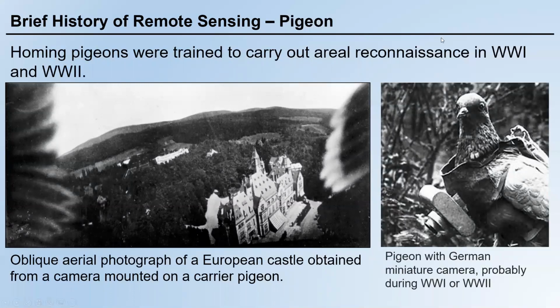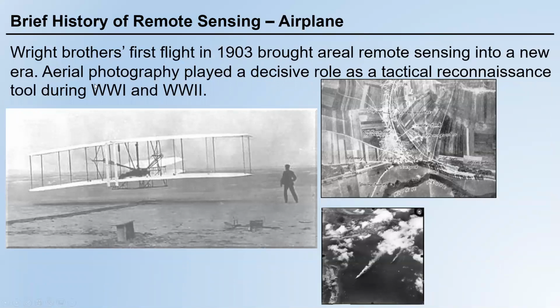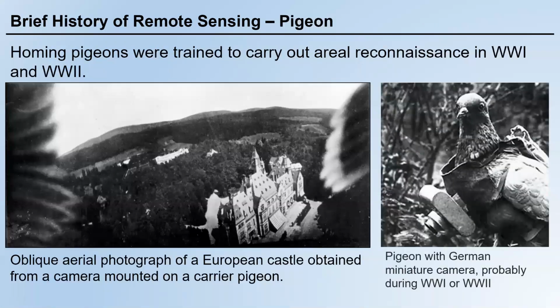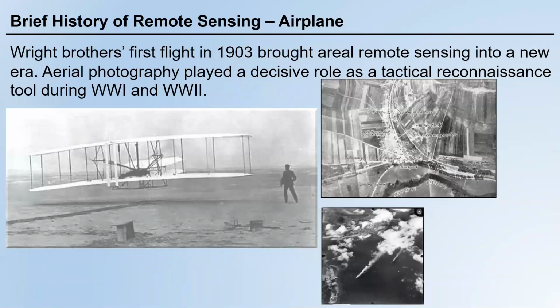And then we have the Wright Brothers' first flight at the very beginning of the 20th century. It brought aerial remote sensing into a new era because now we can use very stable aircraft to mount our camera, and people can be on that aircraft to decide when to take a picture or an image. When you use a pigeon, when you use a kite, it's not very convenient for you to control when to take the picture, right? But now we have aircraft, okay?